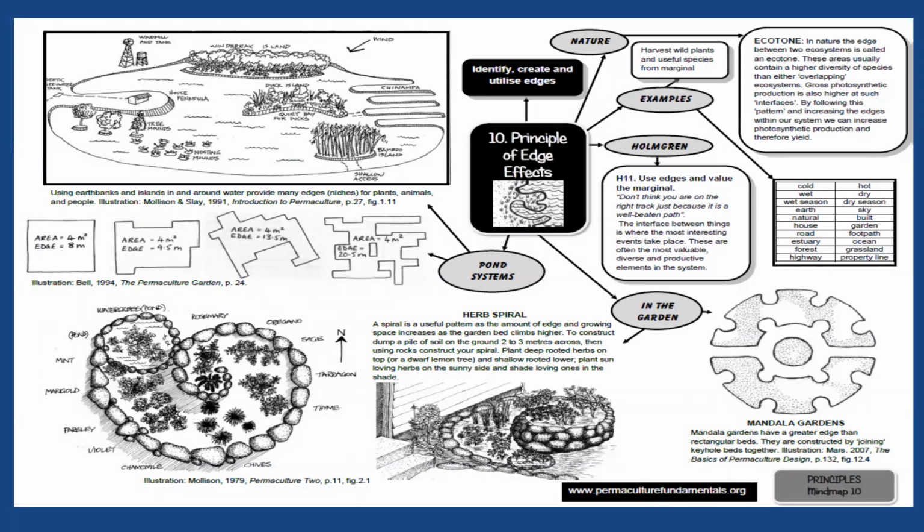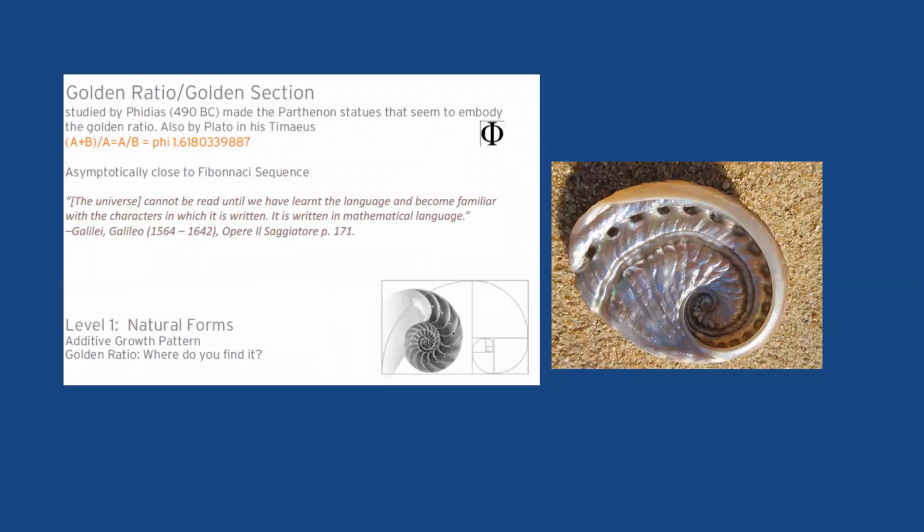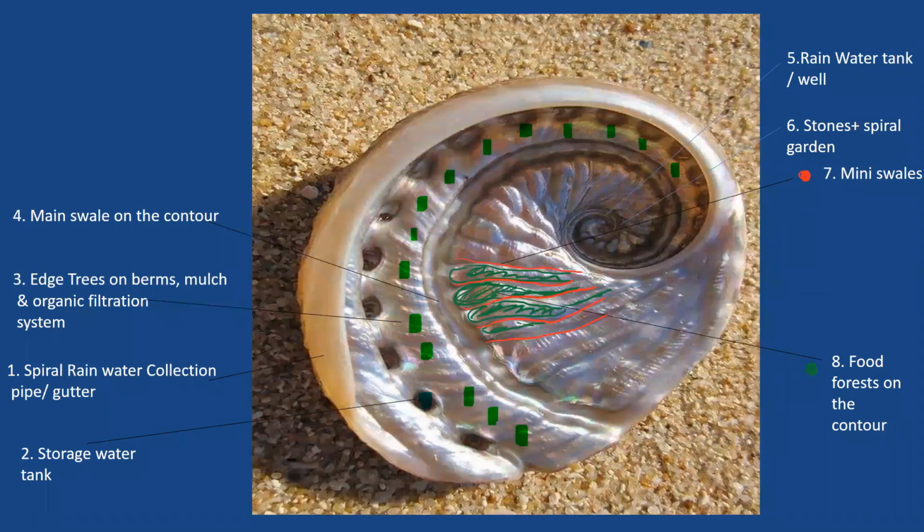So the concept also of the principle of edge effect, so basically having water catchment system along, like a pond, next to a garden with a swale system, basically is a win-win situation. But the geometry for me, I'm looking here at the geometry taken from the golden ratio, this shell. And basically, this is an example where we have swales, tanks, spiral garden, mini swales, food forests. Many food forests could be employed on the contour, and trees on berms, mulching, gutters, and all of these could be just taken from this shape.